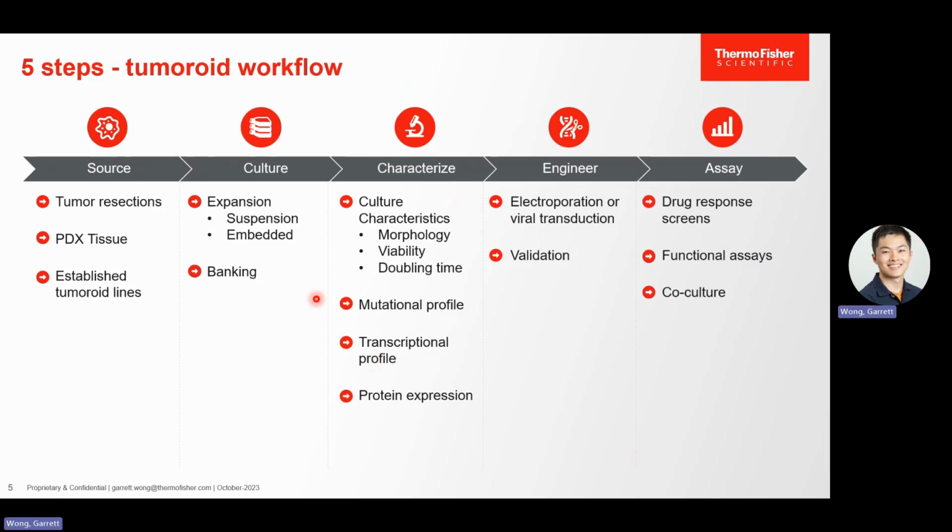This established tumoroid line should be characterized to ensure that the tissue is genotypically and phenotypically representative of the original donor tissue samples, and also from passage to passage. If the experiment requires it, these models can also be engineered to generate a reporter pool or also knock down targets of interest that are relevant to an immunotherapy or drug screening workflow. Both engineered and unmodified parental tumoroid lines can be used in various assay workflows, from drug screens to functional assays to co-culture systems.